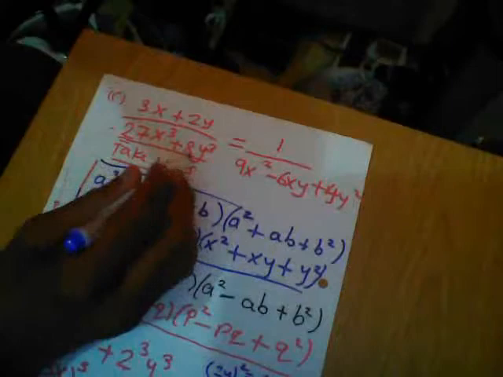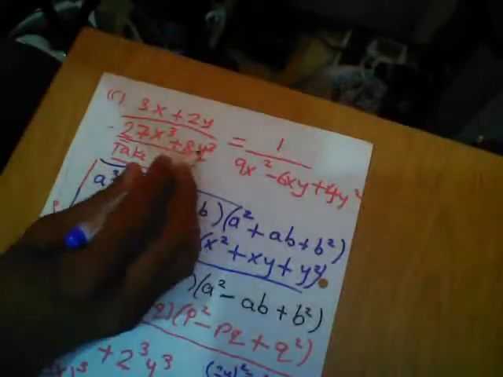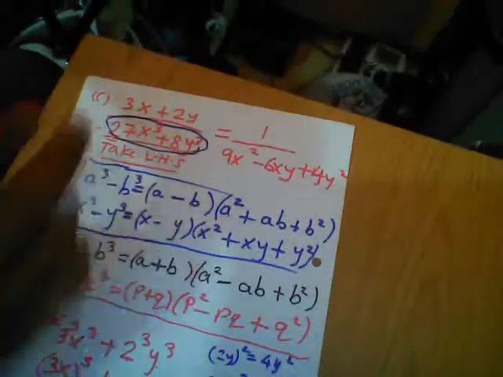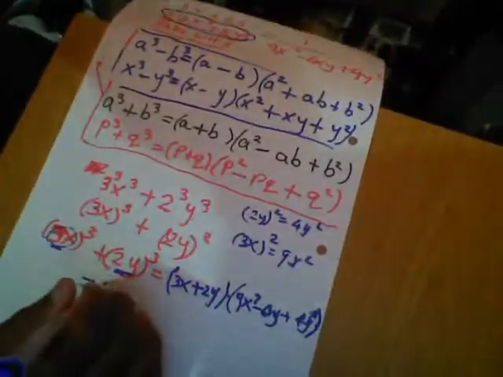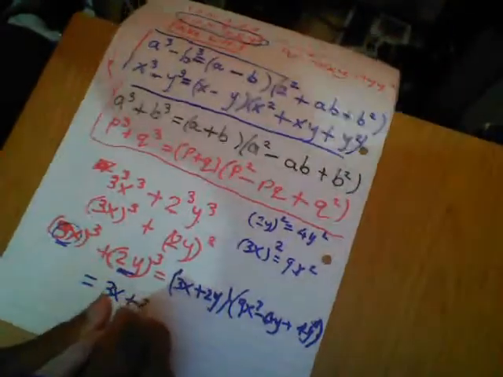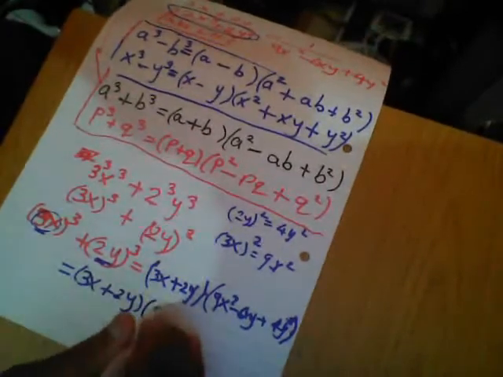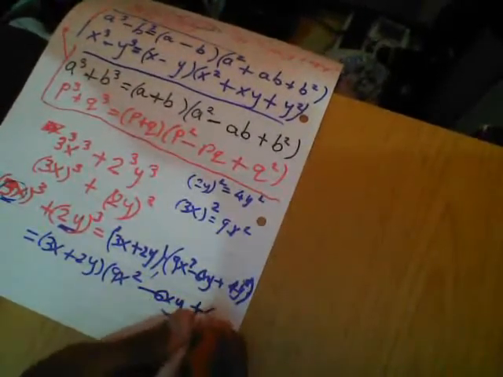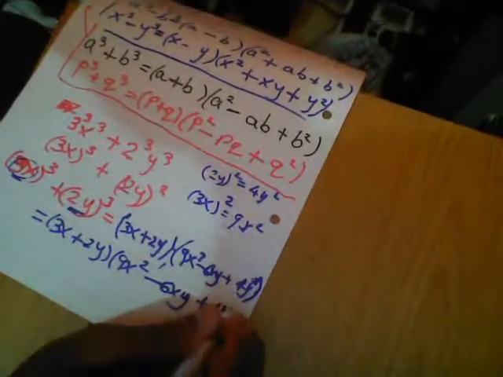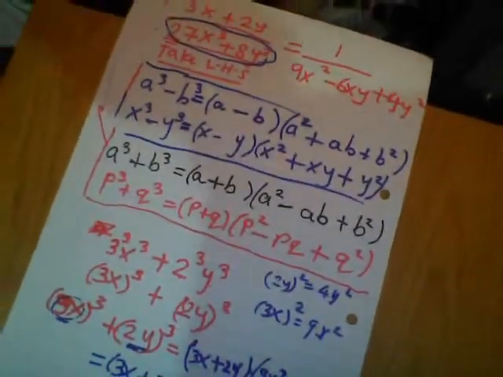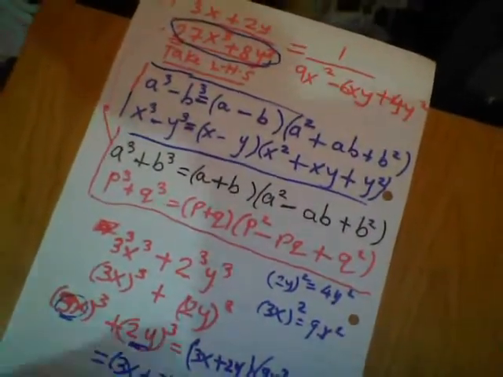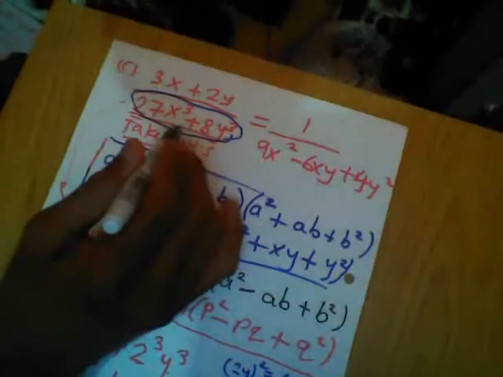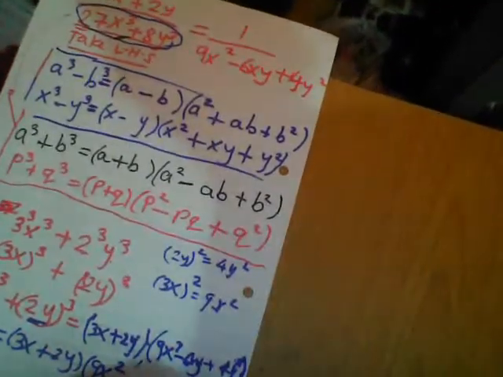Okay, so I'm going to write down, right? So this stuff here, after expanding, is equal to 3x plus 2y times 9x squared minus 6xy plus 4y squared. Okay, so for that case now, I'm going to replace this stuff here with this stuff here because I know the meaning of it.